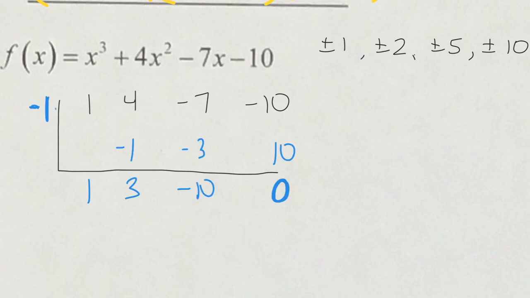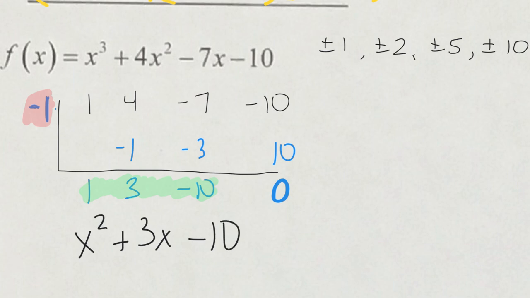So we find that negative 1 works. Negative 1 gives you a remainder of 0. So now we're going to look at your remaining quadratic. 1x squared plus 3x minus 10. Okay, this is your coefficient of x squared. The next term is the coefficient of x, and then you have your constant.